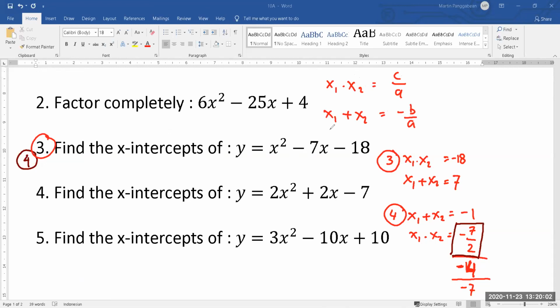Look at number 3. The c is -18. The a is 1. -18 over 1. Therefore, x1 times x2 equals negative 18. We have proven it. And the sum will be negative b over a. The b is negative 7. The a is 1. Therefore, x1 plus x2 equals 7, which is the same as what we have done manually. Any questions so far?